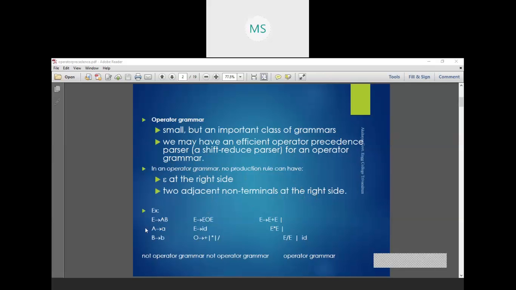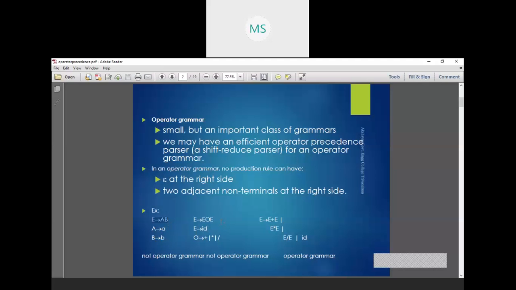For example, consider E derives AB. In the right hand side, I have two non-terminals and there is no operator between these, so this production is not an operator grammar. Similarly, A derives A and B derives B, there is no operator between these, so I can't take this as an operator grammar.